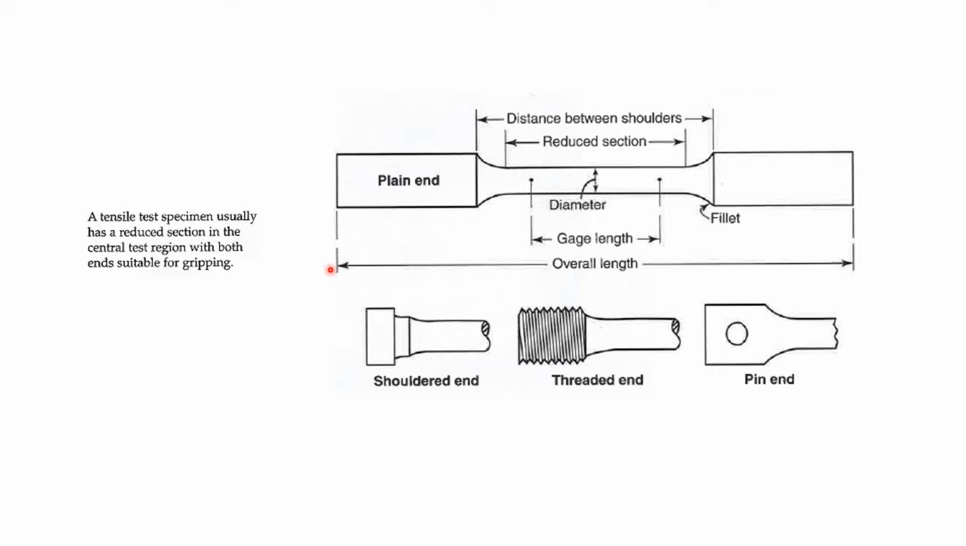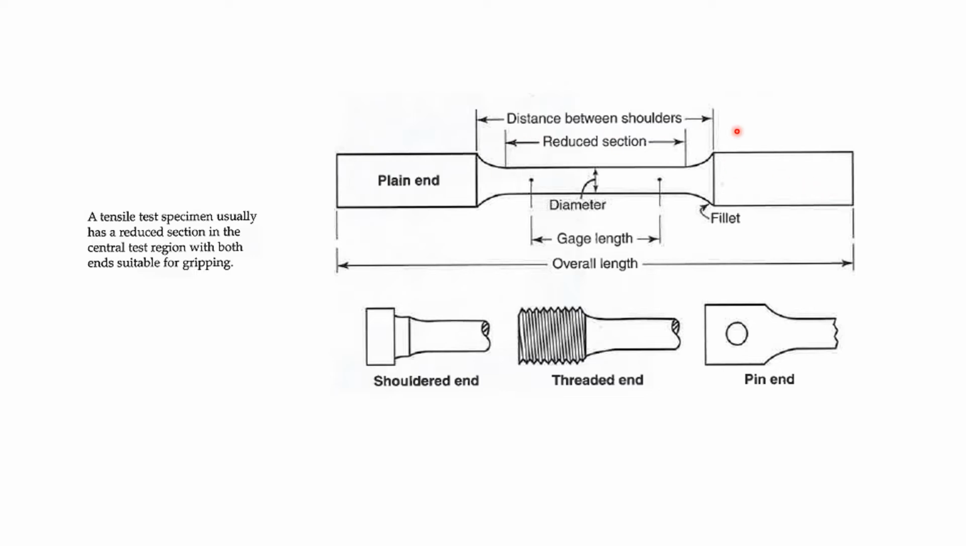When you take a look at this diagram, that's your specimen right there. This specimen usually has a reduced section, meaning this section right there. Here fat, here thinner. That's called the reduced section or cross section in the central test region, with both ends suitable for gripping, meaning we hold the specimen at both ends, the stronger ends.